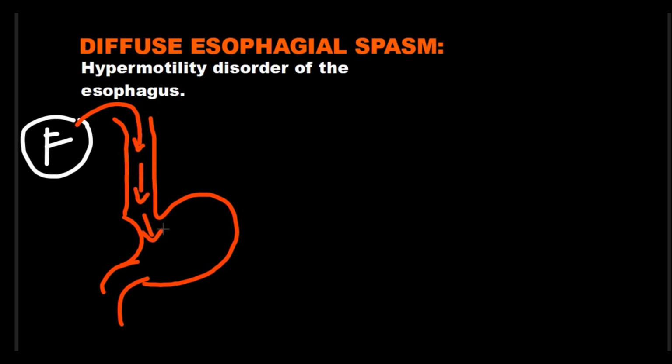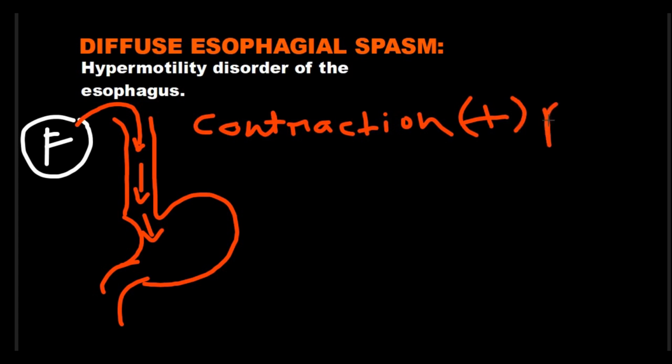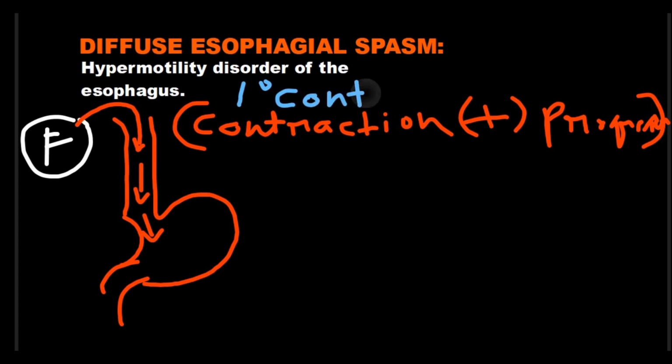So we can say that it is a contraction with progression. And since it's occurring for the initial food bolus that we ate, we call it a primary contraction. We have a similar contraction which occurs for the bits and pieces of the initial food bolus that is left out in the esophagus here and there. And that contraction we call secondary contraction.